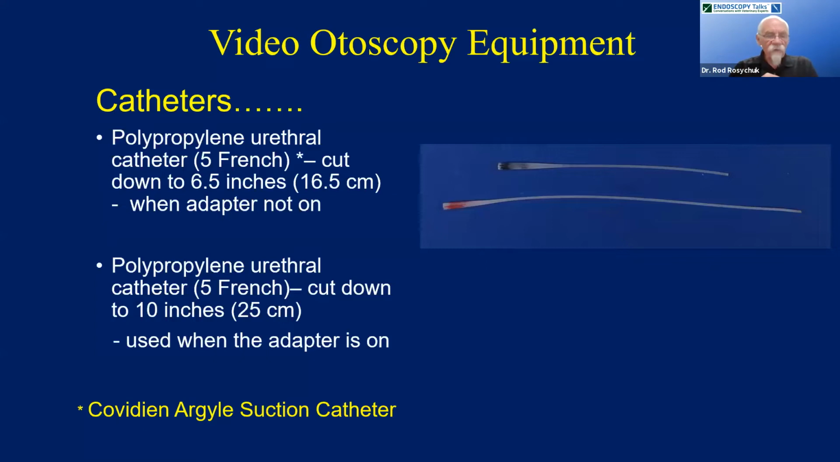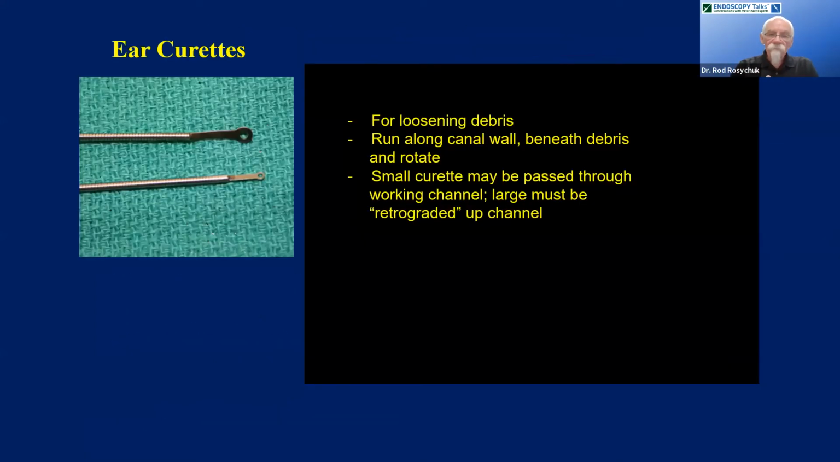Again, 6.5, 7, 10, 11 inches are what we're talking about there. We do use ear curettes. These are a storage item as well. We tend to use the smaller curette most commonly through the video otoscope. You can retrograde a larger curette through the scope. We don't tend to use that very much. And to be honest with you, the curettes, I don't tend to use that commonly.